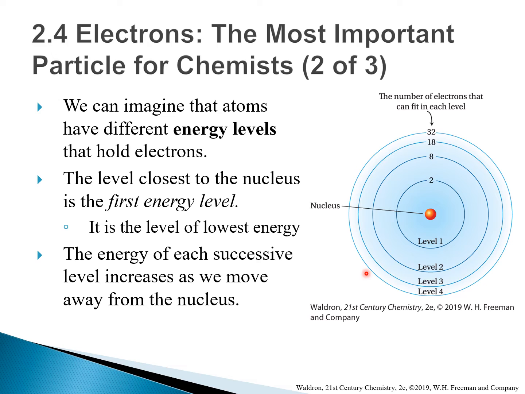The electrons are quantized and placed in different energy levels. The first energy level is the level closest to the nucleus and has the lowest energy. As we move away from the nucleus, each level after will have higher energy. Level 1 is capable of holding 2 electrons. Level 2 can hold 8 electrons. Level 3 will be 18, and level 4 will be 32.